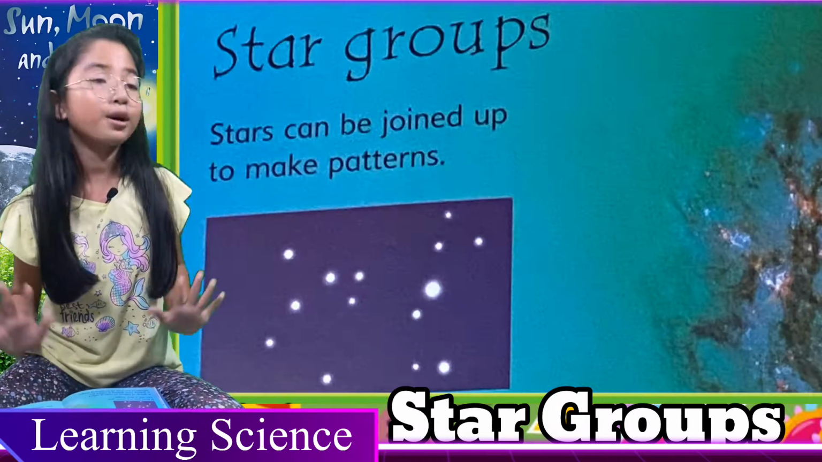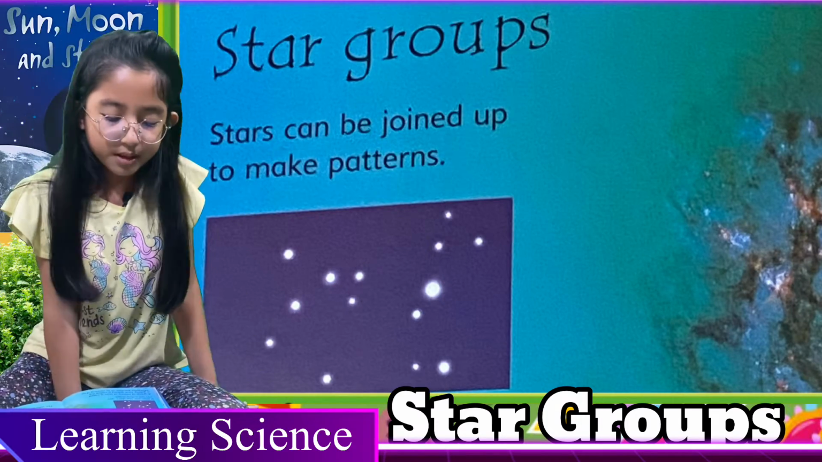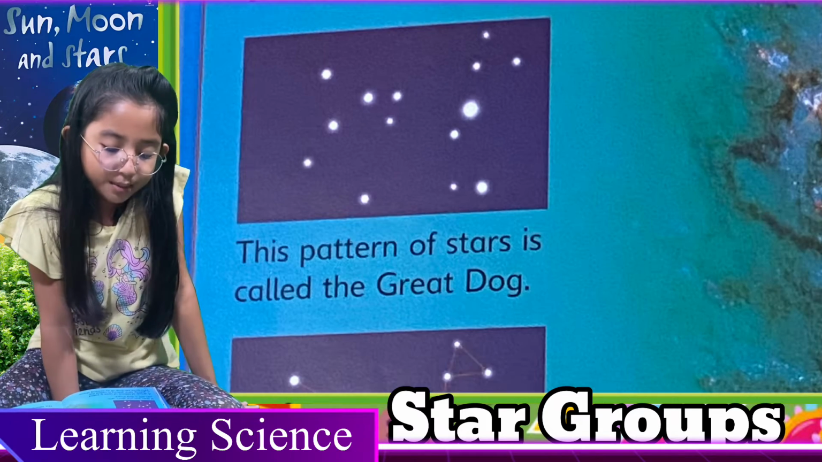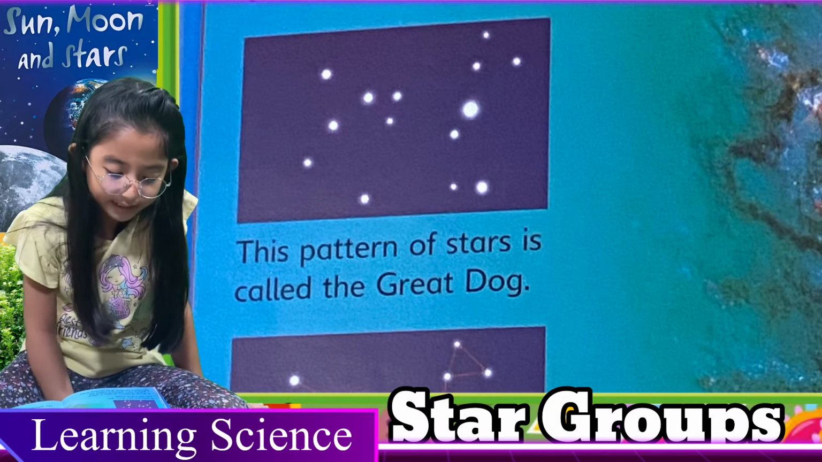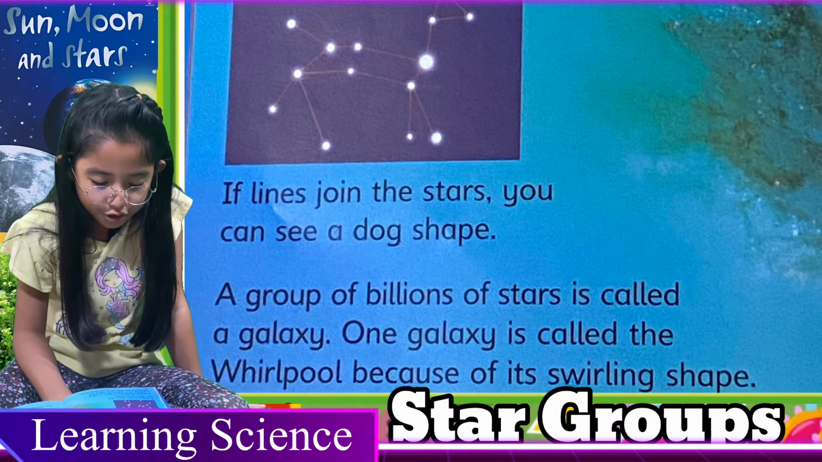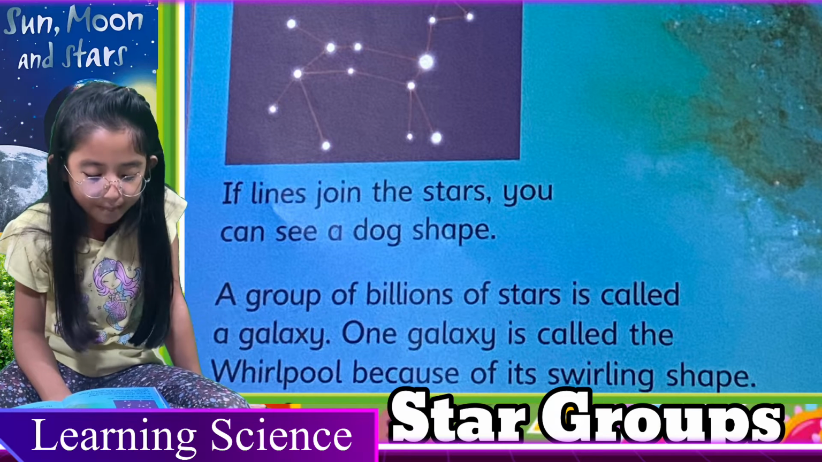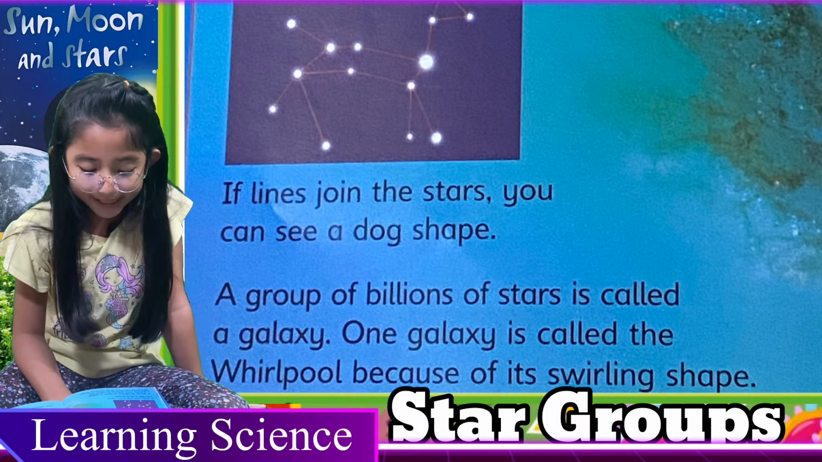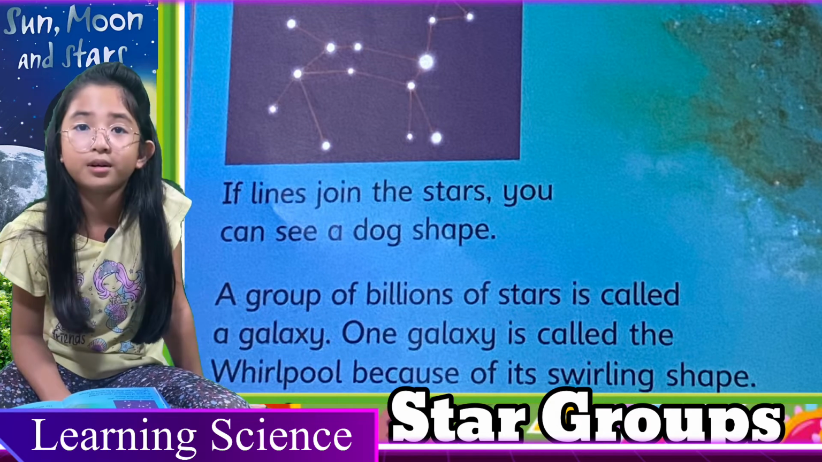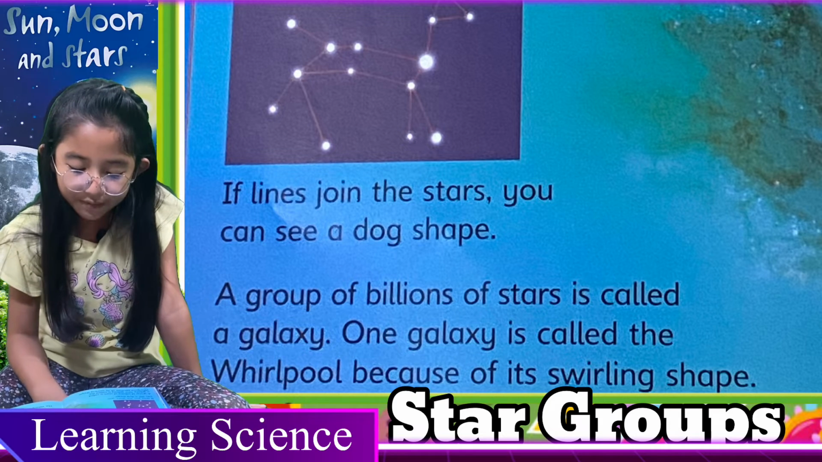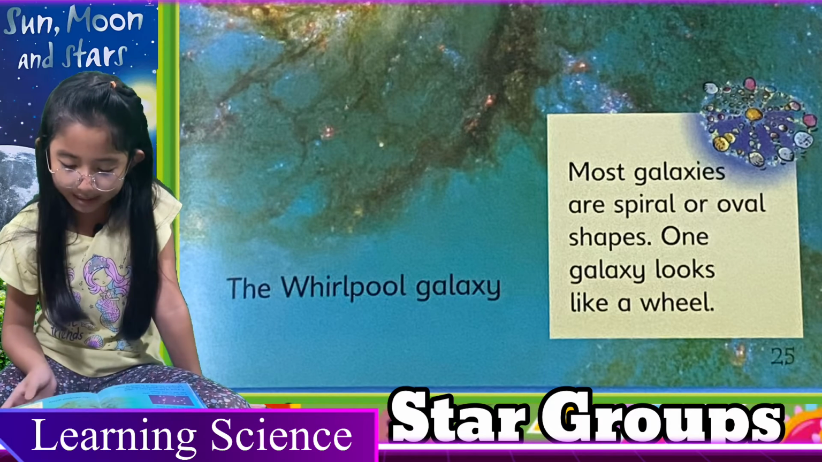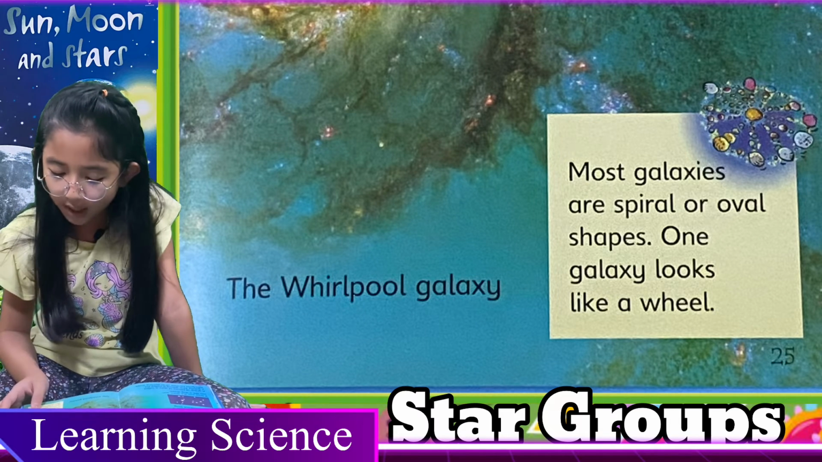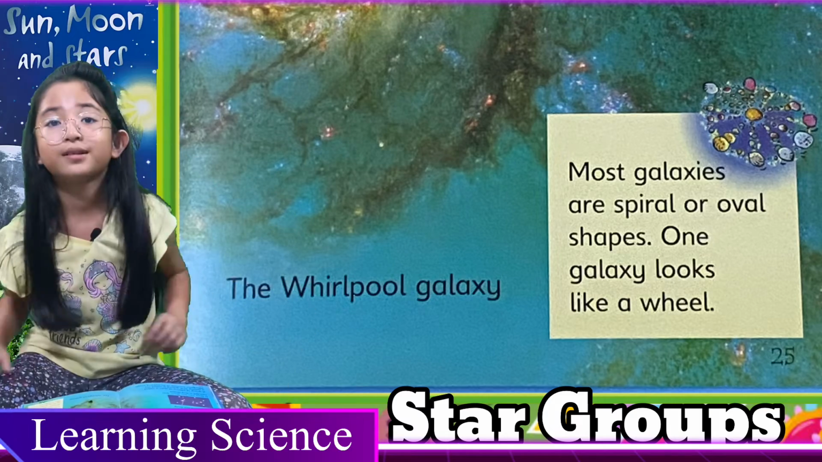Guys, let's go one more time to know about the star groups. Star groups. Stars can be joined up to make patterns. This pattern of stars is called the Great Dog. If lines join the stars, you can see a dog shape. A group of billions of stars is called a galaxy. One galaxy is called the Whirlpool because of the swirling shape, the Whirlpool galaxy. Most galaxies are spiral or oval shapes. One galaxy looks like a wheel.